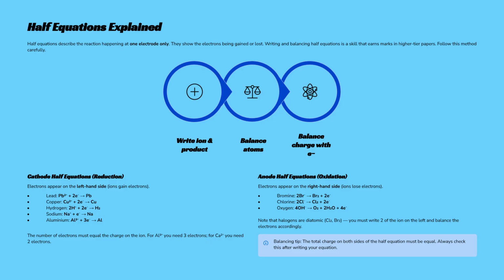Half equations describe the reaction at a single electrode, showing electron gain or loss. Write the ion and product, balance atoms, and then balance the charge with electrons. For reduction at the cathode, electrons are on the left. For oxidation at the anode, electrons are on the right.